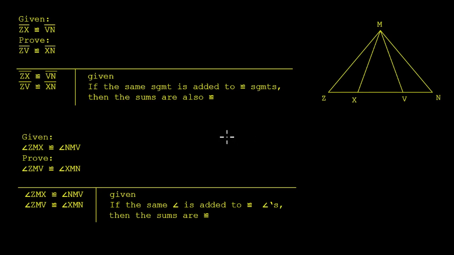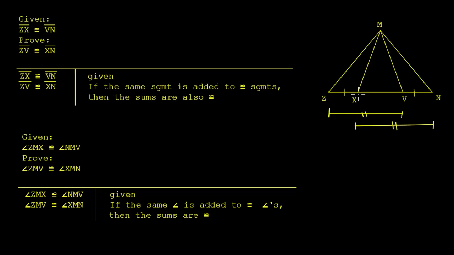In this video, we will be doing two proofs with addition, one with segments up here and one with angles down here. So make sure you understand these are two separate proofs. First, given ZX is congruent to VN. Now, prove that ZV is congruent to XN. To prove that ZV right here is congruent to XN over here.